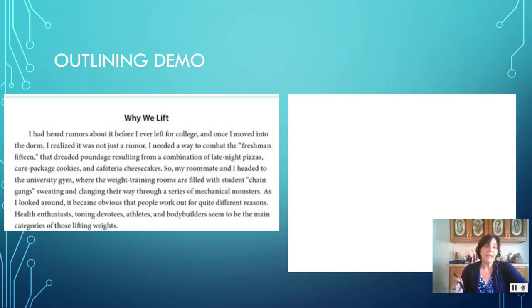Well, I had heard rumors about it before I ever left for college, and once I moved into the dorm, I realized it was not just a rumor. So far, she hasn't really told us the topic, but I record it faithfully as Rumors Before College Now Knows.